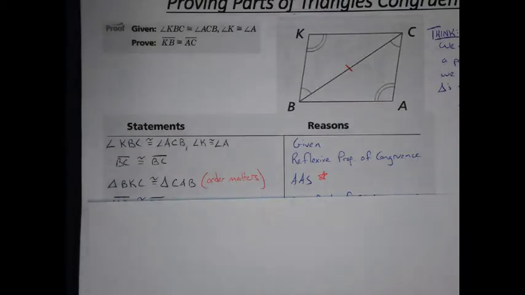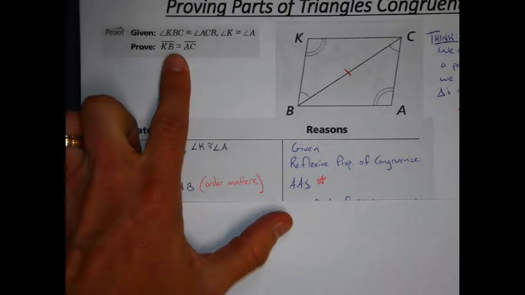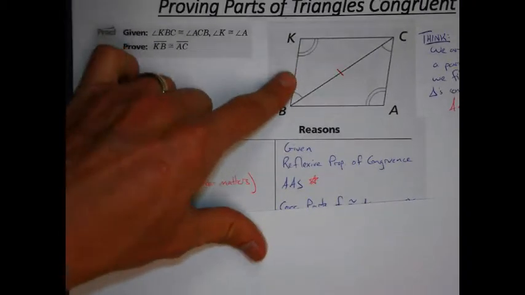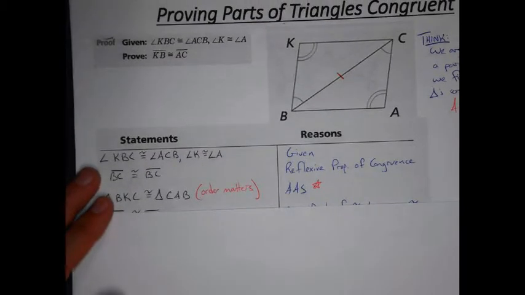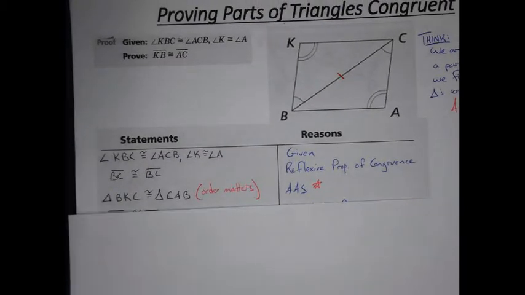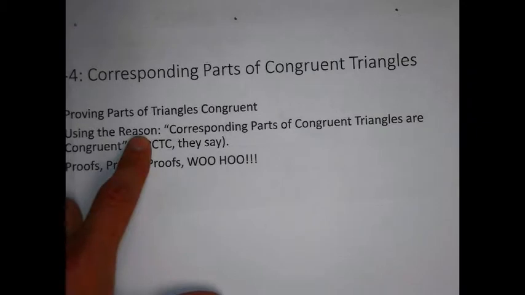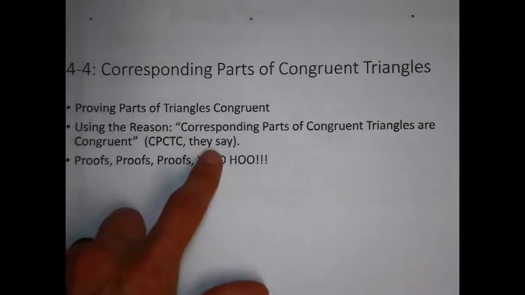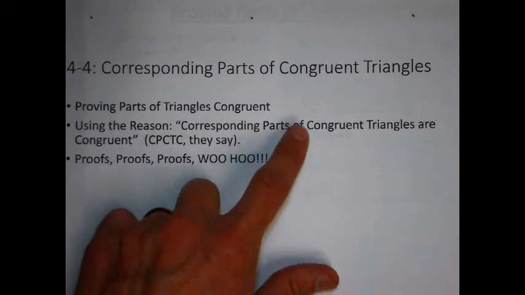Now every part is congruent. So remember, we're trying to prove a part. So how do we prove KB and AC congruent? Well, if we've got the congruent triangles, all the parts are congruent. So remember from the original thing, this is the reason. The reason is corresponding parts of congruent triangles are congruent.